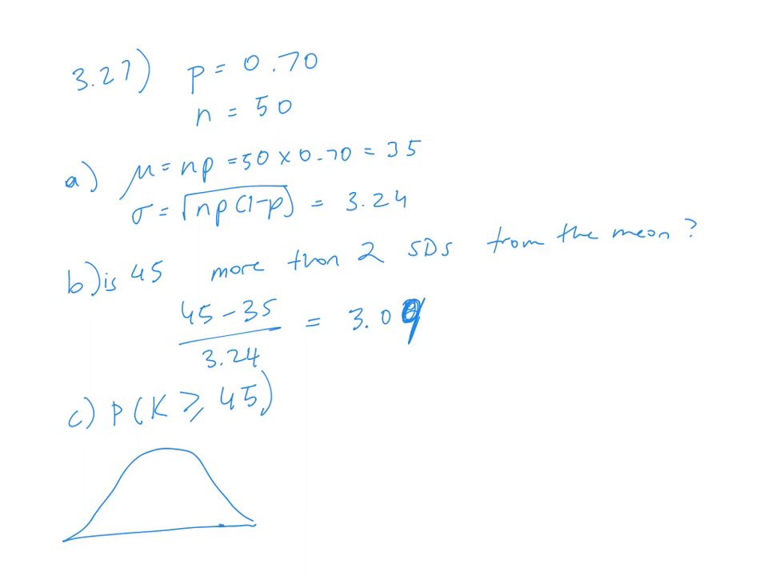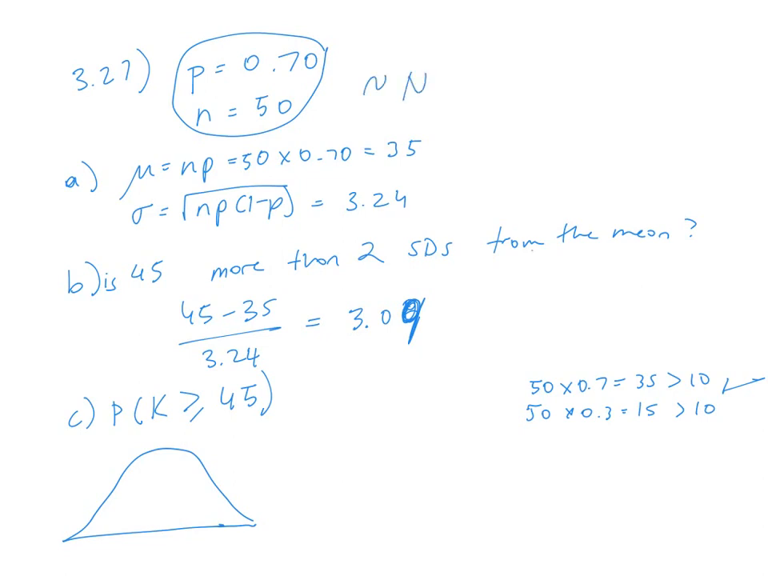So how would I check, can I draw that normal curve? 50 times 0.7, obviously greater than 10. 50 times 0.3, 15, also greater than 10. So we're good that we can actually approximate this binomial with a normal distribution that has a mu of 35 and a sigma of 3.24, right?